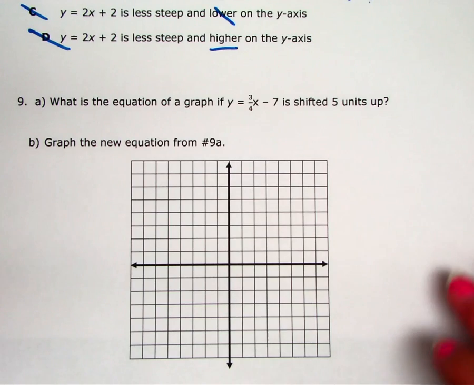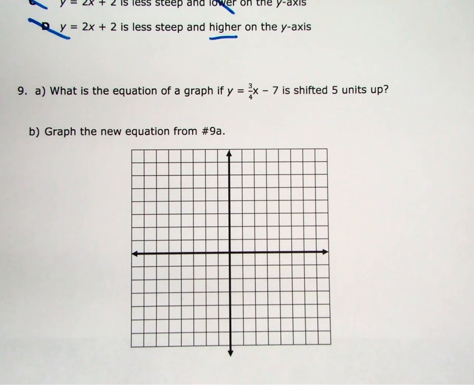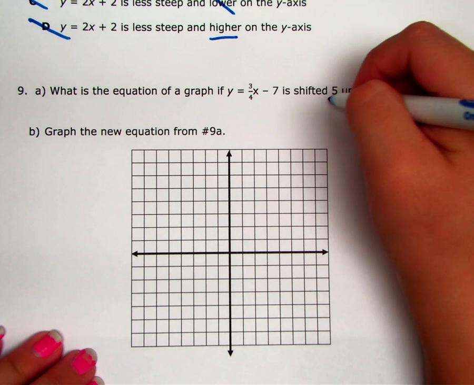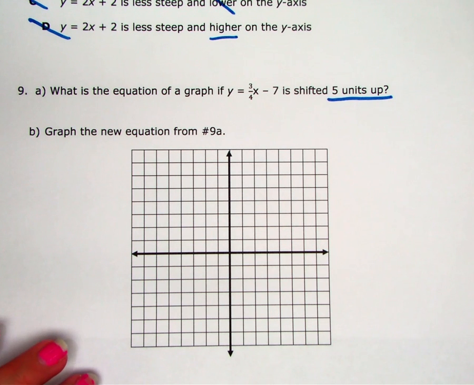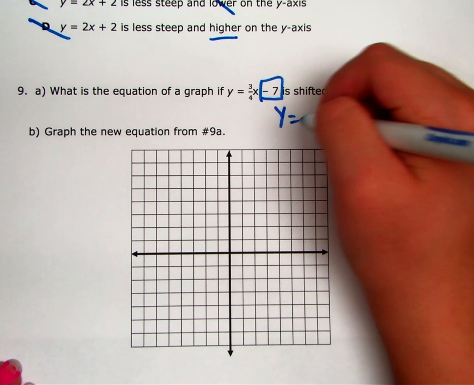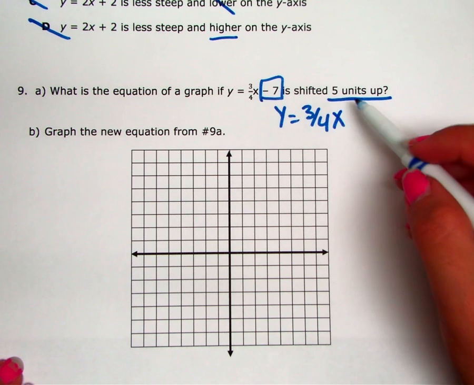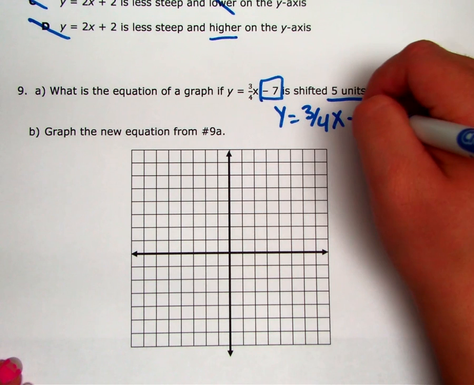Number 9. What is the equation of a graph if y equals 3/4x minus 7 is shifted 5 units up? Well, if we're going to go 5 units up, we know that we're going to start changing the y-intercept. So if we're going from negative 7 and we add 5 to that, we're not changing our slope, so that'll stay the same, 3/4x. And we add 5 to negative 7, our new y-intercept will be negative 2.